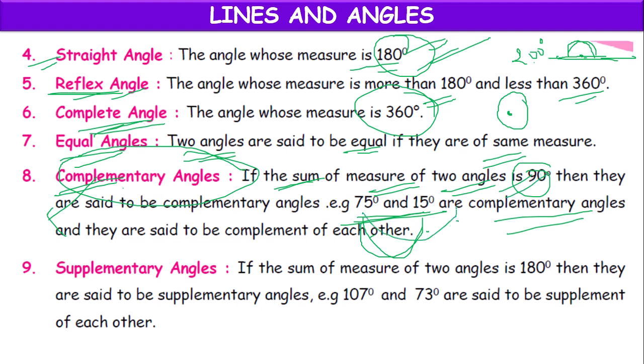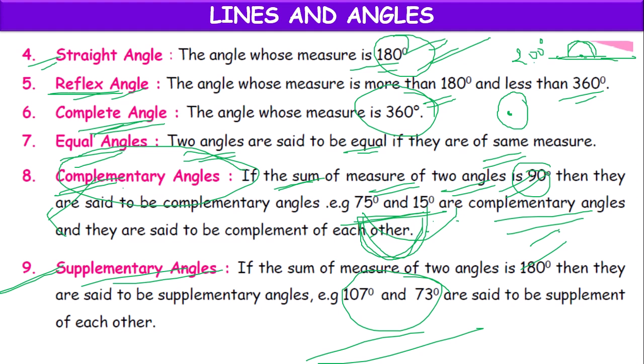They are complement to each other. 75 degrees is complement to 15 degrees. 15 degrees is complement to 75 degrees. In the same way, supplementary angles. It is also not an individual angle. Pair of angles whose sum is 180 degrees. They are supplementary angles. So 107 and 73. These two are supplementary.